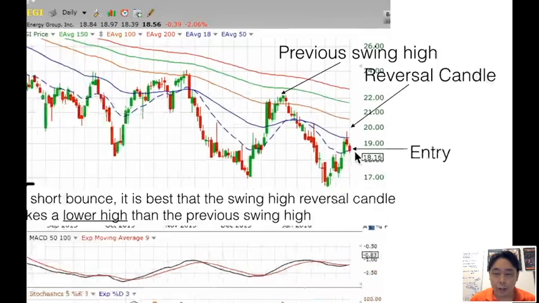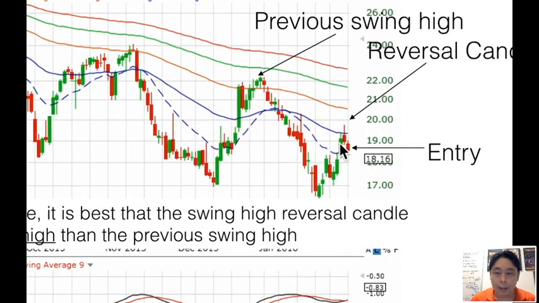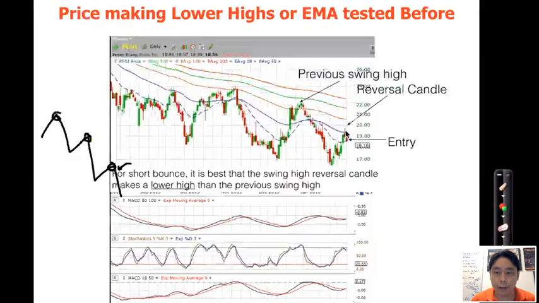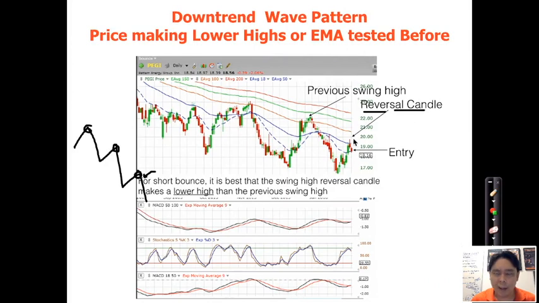So in this case, you can see the candle is bouncing off the 50 moving average. That's the reversal candle, okay? And the reversal candle is making a lower high than the previous swing high. So the wave pattern is still down. So I'll take this entry. For short bounce, it is best that the swing high reversal candle is making a lower high than the previous swing high, right? That's what we said.